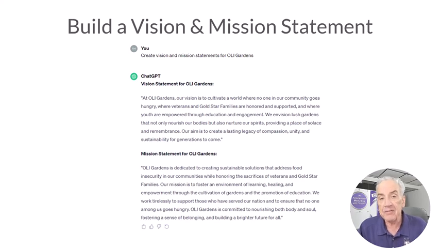Well, one of the places I like to start is I want to train ChatGPT on my company, which I'm using OLI Gardens as an example. And then I asked it to give me a vision and a mission statement. And so if you look through this, it's talking about communities and veterans and Gold Star families and education and gardening. And so it's talking about the things that are of expertise to us.